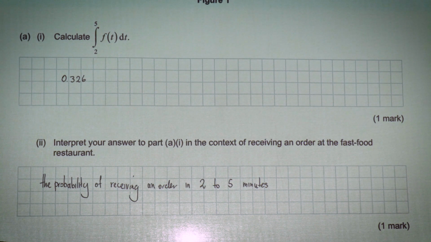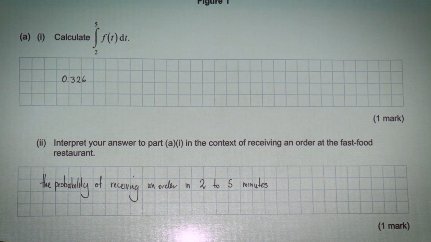But then in part A2, it's asking the students to interpret the answer in the context of receiving the order. To earn that 1 mark, that answer needs to actually have a little bit of information in there. It can't just be, any one of these things.